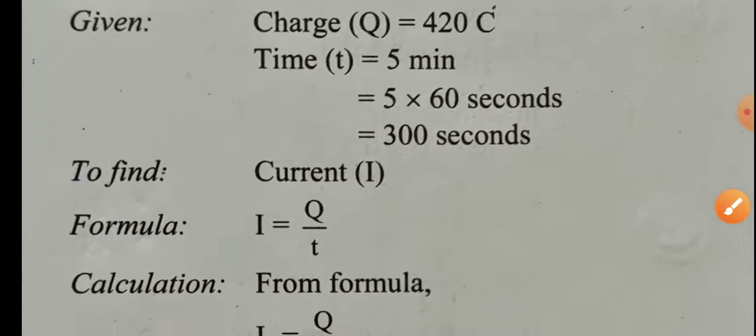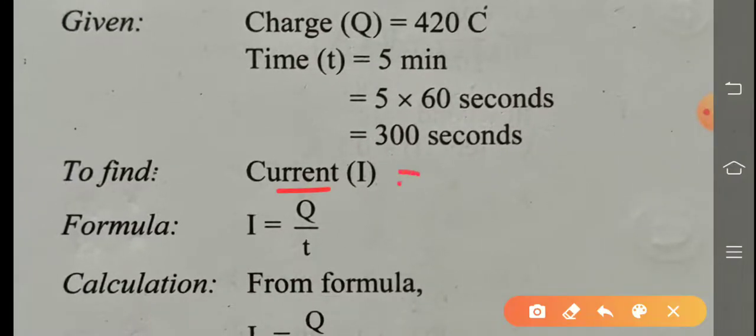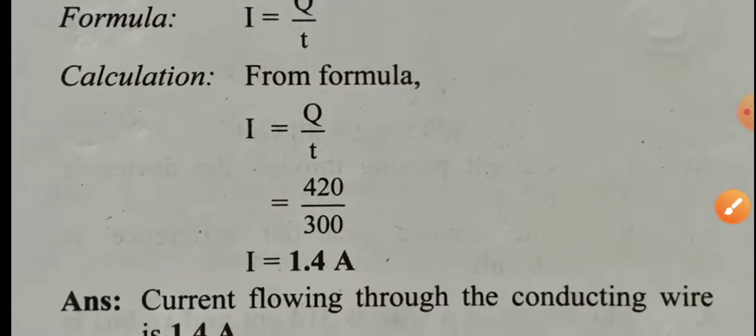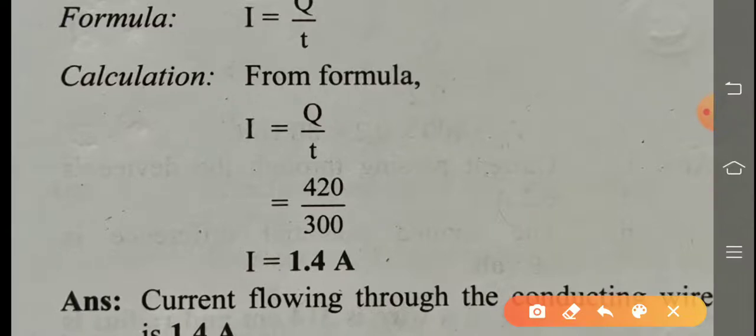Now what do we find out? We find out the current. Current I is equal to what? Question mark. Then by using the formula, current is equal to electric charge upon time, Q upon T. Substitute the value in this formula. Now calculation, or we are writing here solution, any one title. Therefore I is equal to, we are writing the formula, I is equal to Q upon T.